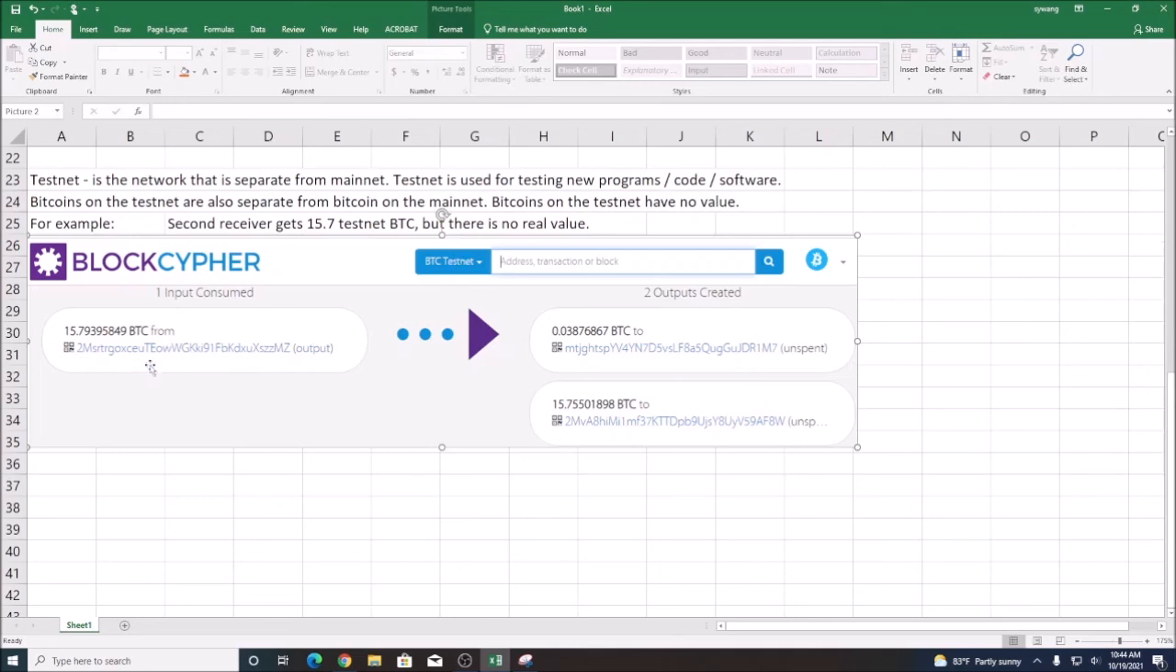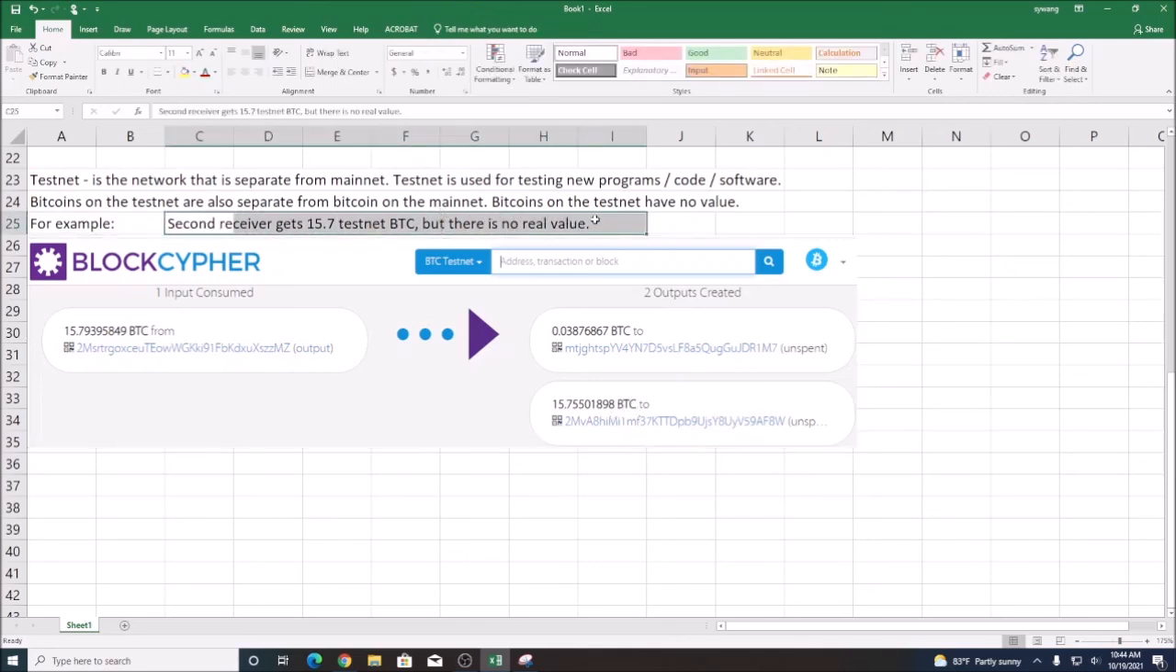And here's an example. This sender on the left-hand side is sending 15.8 Bitcoins, a little bit to this receiver and mostly to the second receiver. As you see, in real value, that would be like $1.5 million US, right? But of course, testnet Bitcoins don't have any value. This is just for practice. Okay, so there's no real value here. The amounts are really, really large if it was real Bitcoin, right? So there's a difference between mainnet and testnet.